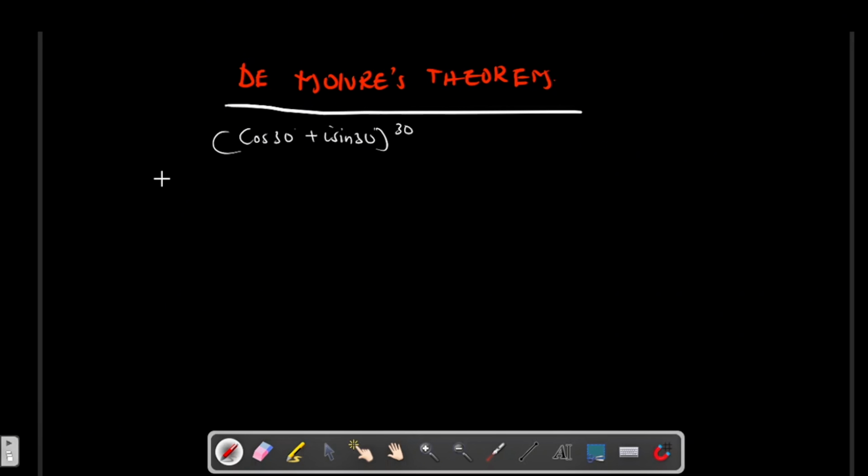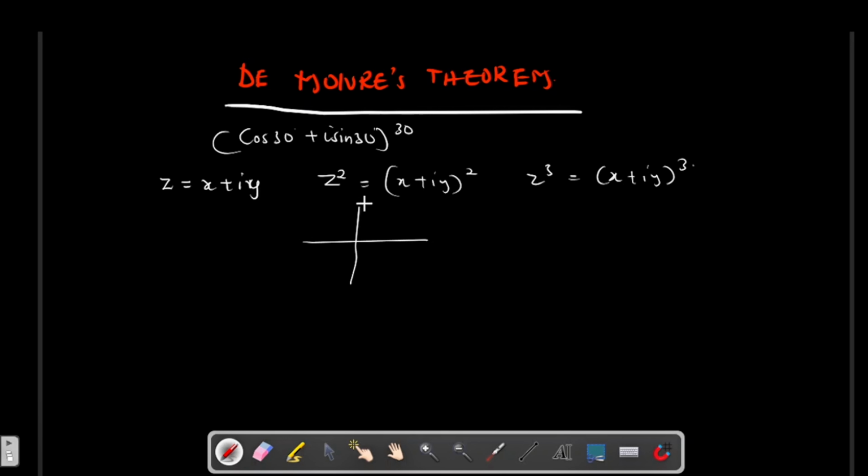So imagine a complex number z which is equal to x plus iy. When I have z squared, this becomes (x plus iy) all squared. If I have z cubed, this becomes (x plus iy) all cubed. What's the meaning of the squared? What's the meaning of the cube? We went through the Argand diagram and realized that I can represent my x and my y on the Argand diagram for the complex number z, where the vertical is the imaginary axis and this is the real axis.